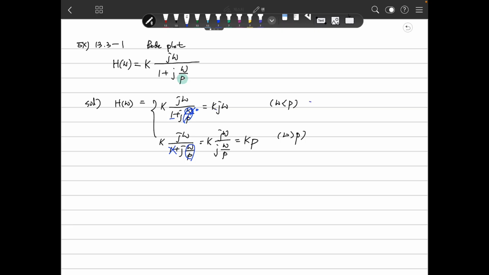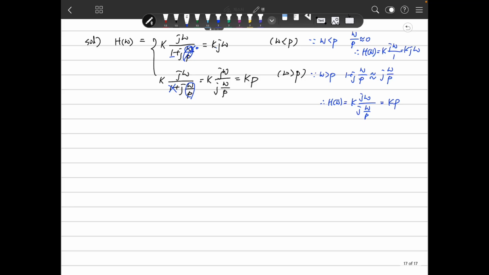Why? Right here. When omega is smaller than p, then j p omega is approximately 0. Therefore, H(j omega) is K times 1 times j omega, so K j omega. Why? When omega is larger than p, then 1 plus j p omega is approximately j p omega. Therefore, H(j omega) will be K j omega over j p omega. That will be K over p.